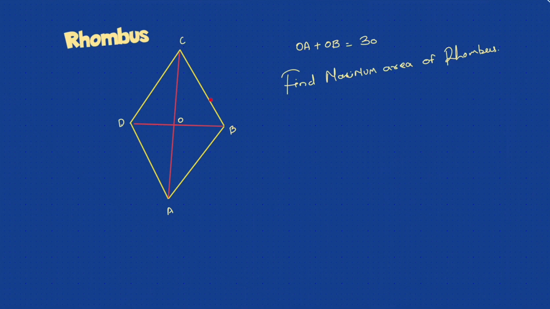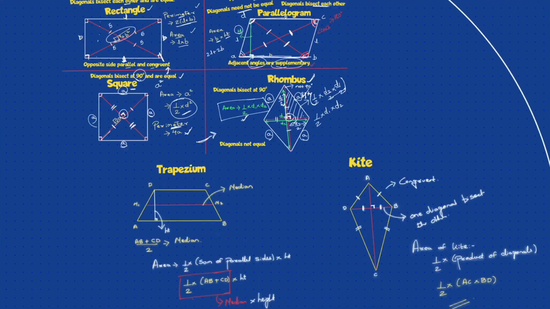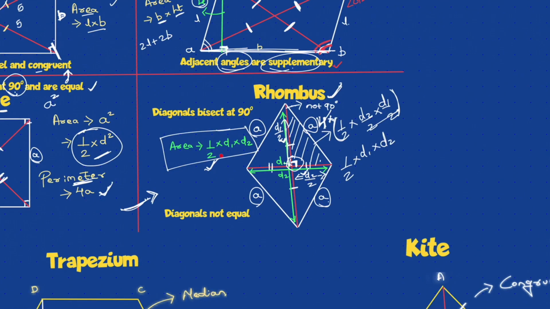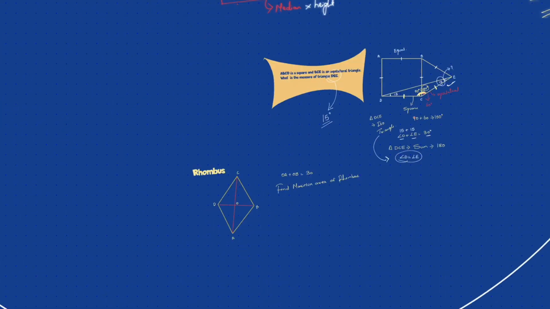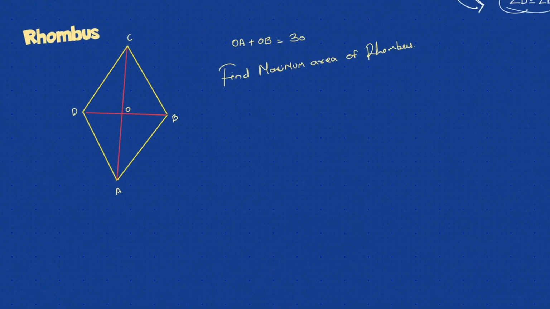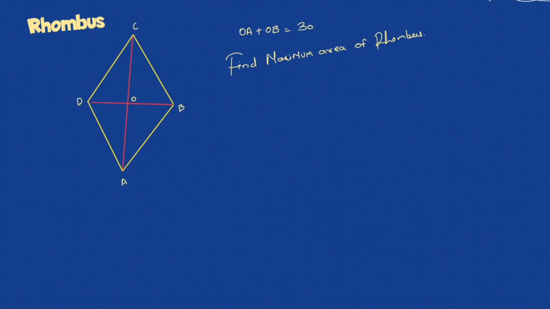So now I am being given a rhombus and what is being given? OA plus OB is equal to 30. Find the maximum area of the rhombus. So what do you know about a rhombus? The area is half into D1 into D2. So half into the product of diagonals is the area of the rhombus, and I need to maximize this. I need to find where the values of D1 and D2 give the maximum.